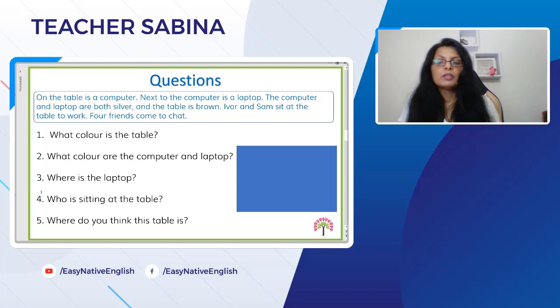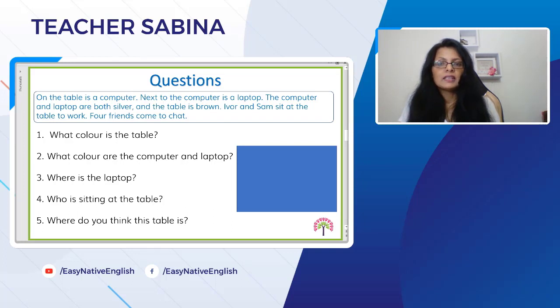Okay, moving on to question 3. Where is the laptop? Right, let's go back to the text. And we know that the laptop is on the table. Obviously, it's on the table, but where exactly on the table is it? So we need a preposition, a different preposition. We could have on. On is a preposition. It's on the table. It's on top of the table.